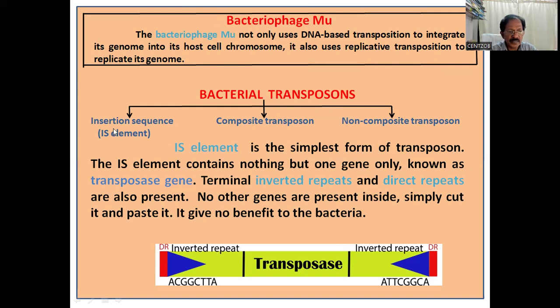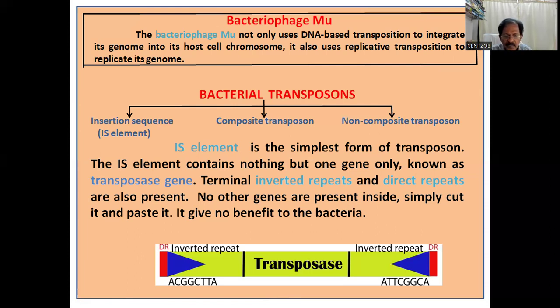So what are the insertion sequence or IS element, composite transposon, non-composite transposon? The IS element, as I already mentioned, is the simplest one. In the diagram shown there, the IS element is the simplest form of transposon. The IS element contains nothing but one gene only: the transposase gene. The transposase gene will catalyze the movement of the transposon to another part, nothing else.